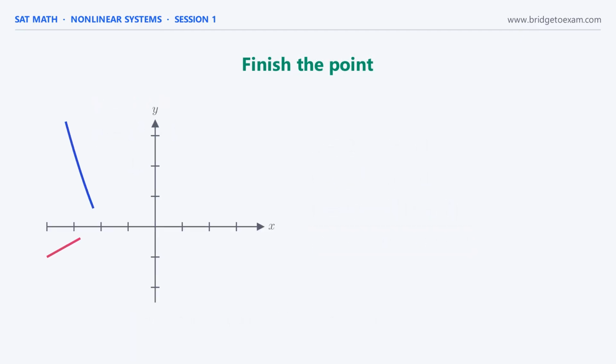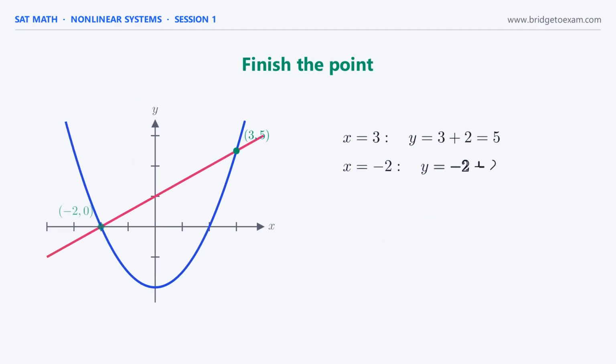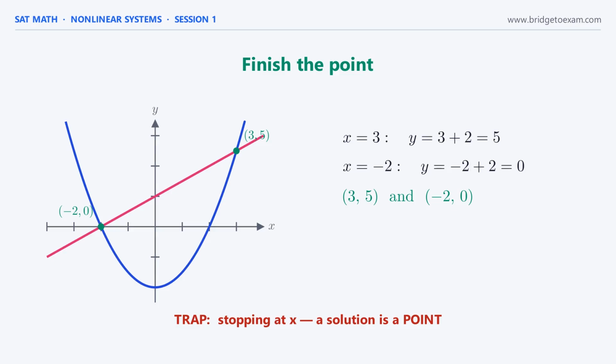Now, here is where students throw away points. So listen closely. We found x equals 3 and x equals negative 2. And it is very tempting to stop right here and circle an answer. But x by itself is not a solution. A solution is a point, and a point needs two coordinates. So we go back and find y. Always use the easier equation for this, the line, obviously.